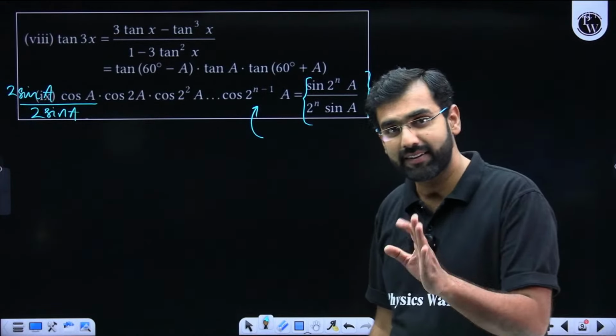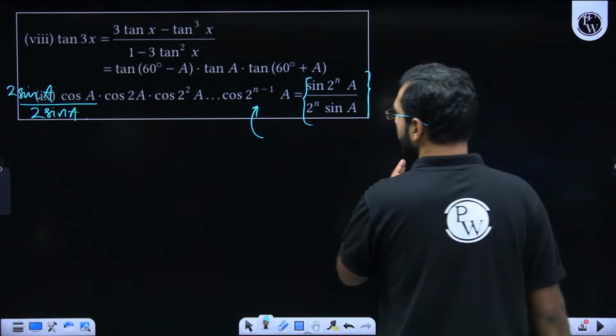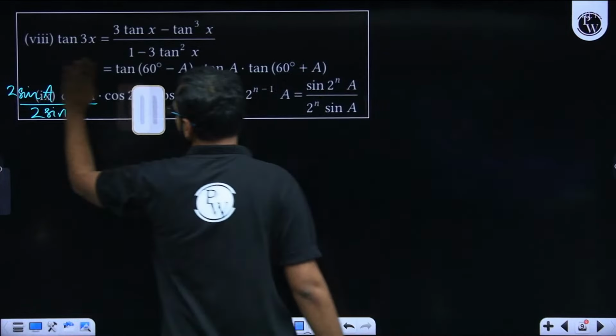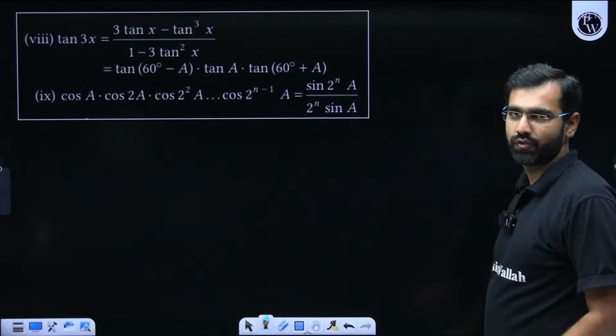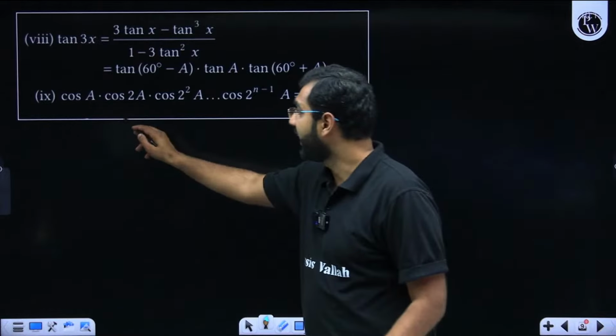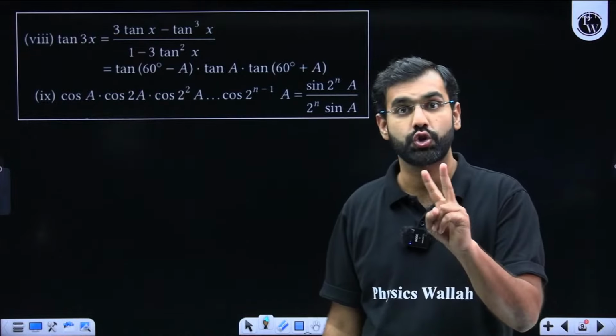Can you directly write this result now? I hope you must be able to remember this. Everybody with me on this, all the participants. So instead of doing this time and again, you can directly apply this formula. But the catch here is the angles should be in GP, where the common ratio should be 2.